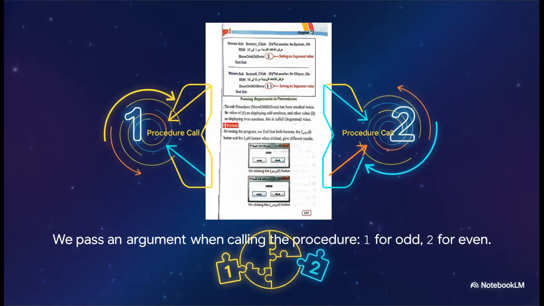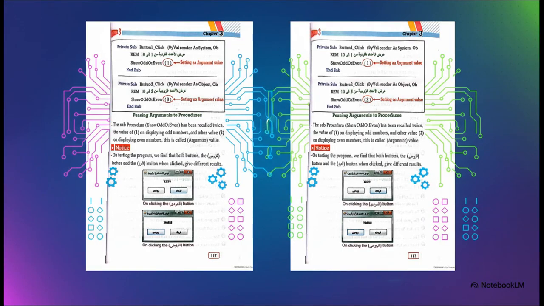And here it is, the final, beautiful piece of the puzzle. Now, when button 1 calls our procedure, it passes along the argument 1. And when button 2 calls the very same procedure, it passes the argument 2. We're using the exact same block of code, but we're giving it different starting instructions each time. And what's the result? It works. It works perfectly. The first button correctly shows the odd numbers, and the second button correctly shows the even numbers. We did it. We now have code that is clean, reusable, and flexible. That is a massive win.